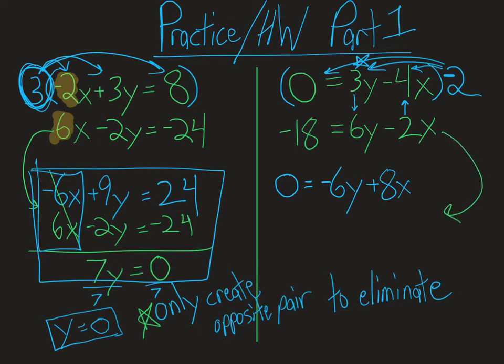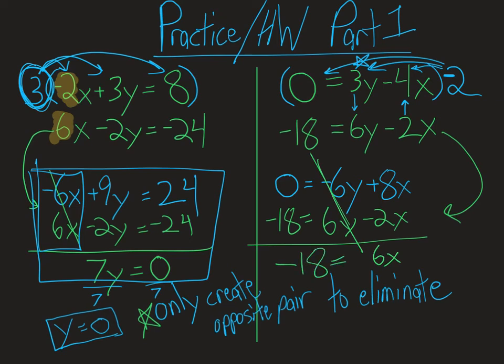Copy this equation down, and I've got the opposite pair I need to make that cancellation. Those guys cancel. The 8 and -2x is a 6x, and 0 minus 18, -18. And there we go. I'm down to a one-variable equation to solve.